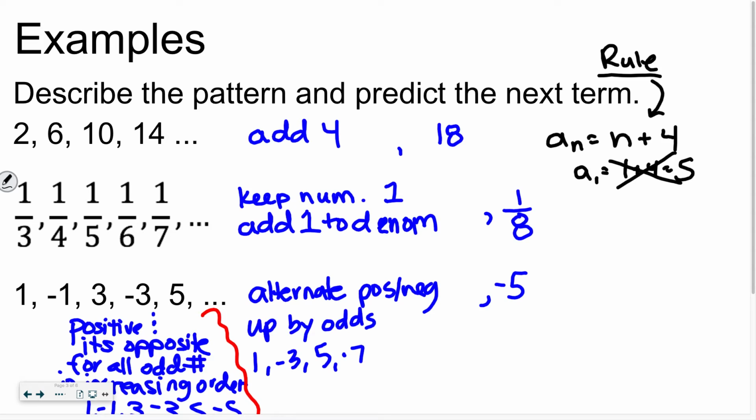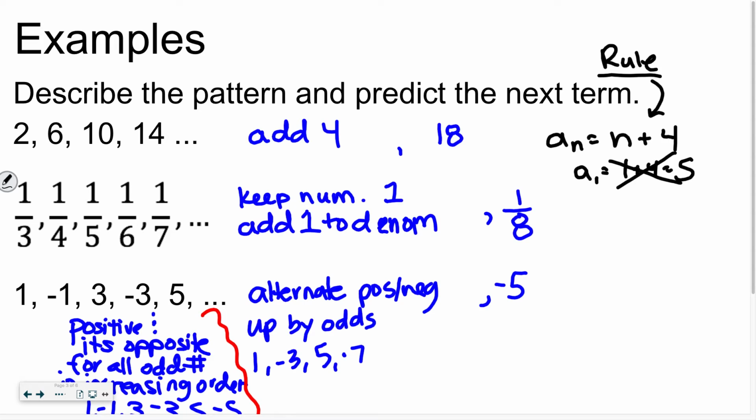I'm not going to get into all of that. But if you're saying that to get to the next term, I would add 4 to the previous term, that's recursive because you need the one before it. And we want to fast track it so that we can get the 100th term really fast. So think about this.